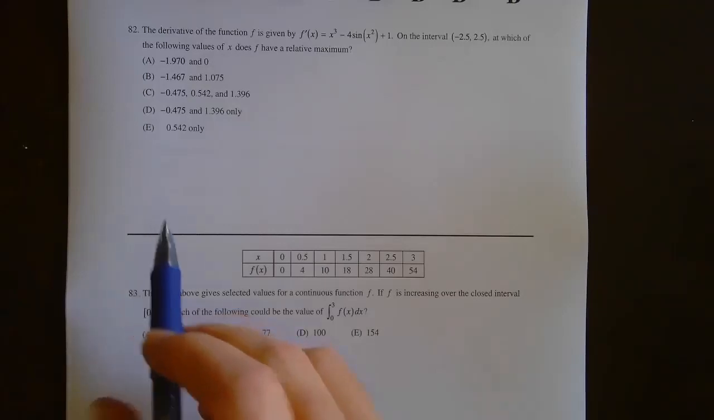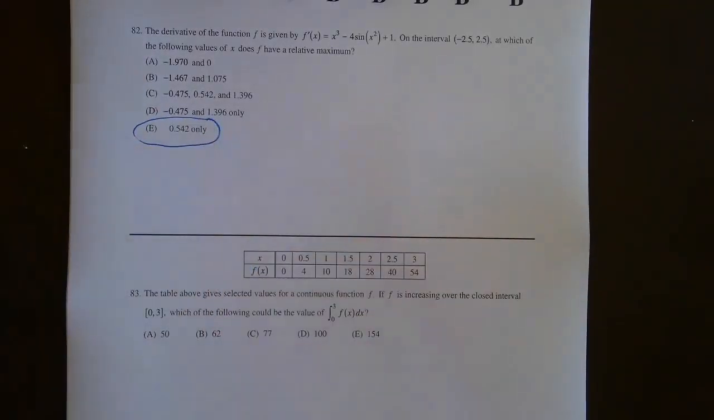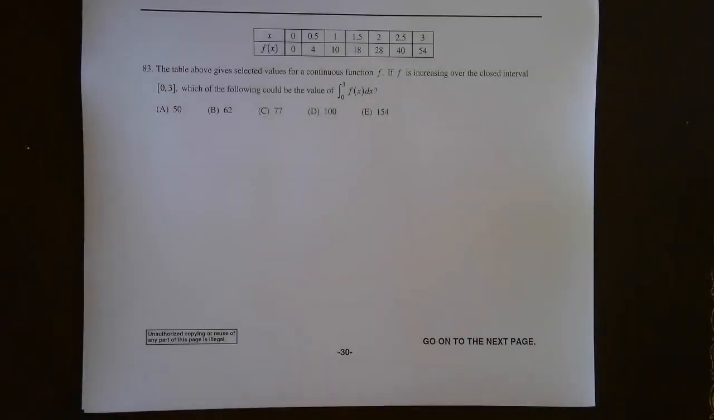So we got 0.542 only, right? That was the only one we got, so it's E. Okay, so for 82, the answer is E. Let's go to 83. Okay, so I'm going to actually do this problem 2 different ways, okay?